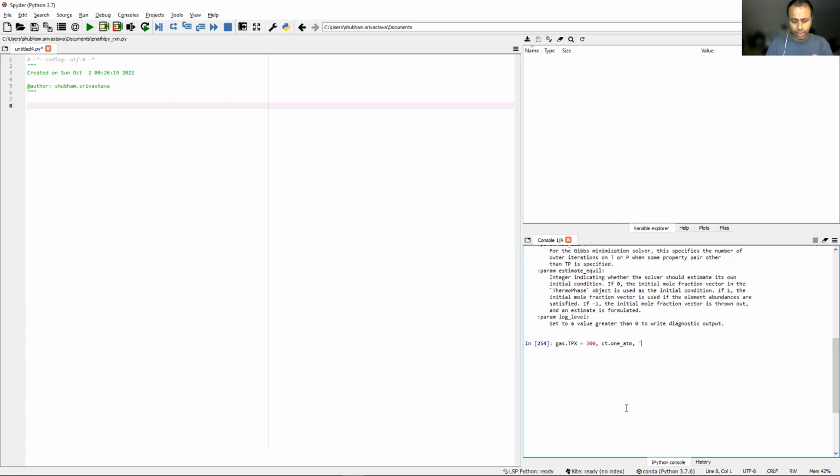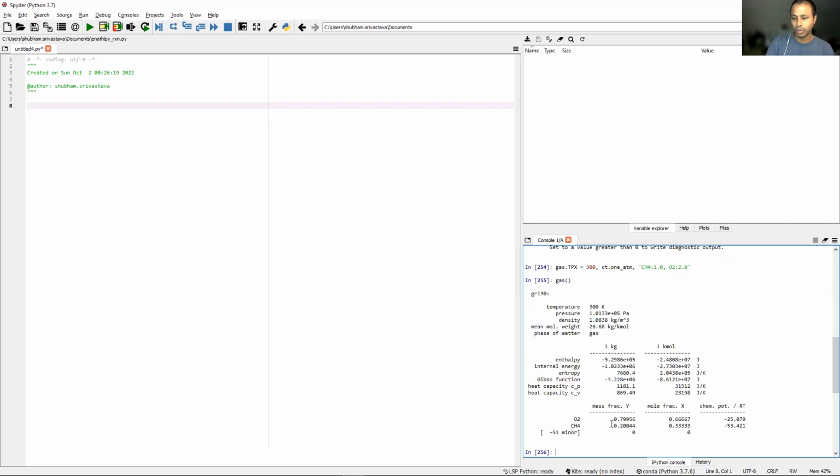And then finally, let's put in some fuel and air in some random composition. So we will have CH4, that's methane, 1 mole of that, and oxygen, let's write 2 moles of that. All right. Now, if you look at the composition of this gas at this point, it only has oxygen and methane. Then what we do is we just type gas.equilibrate, and in the options we will give HP. Right? We hit enter.